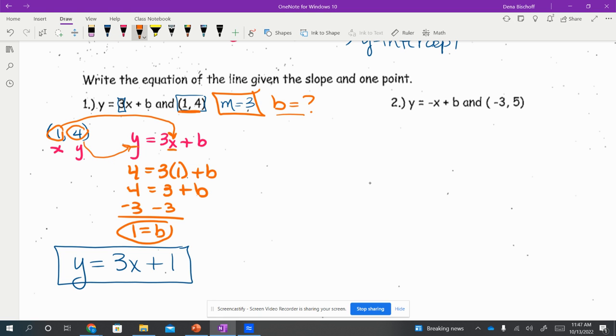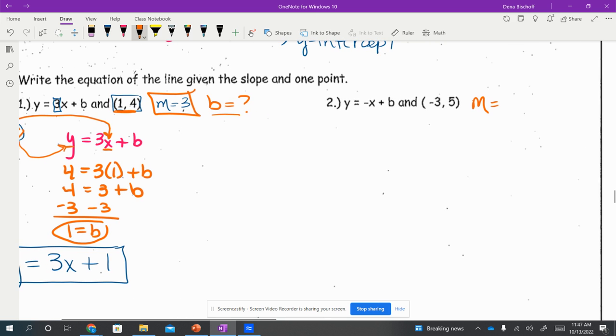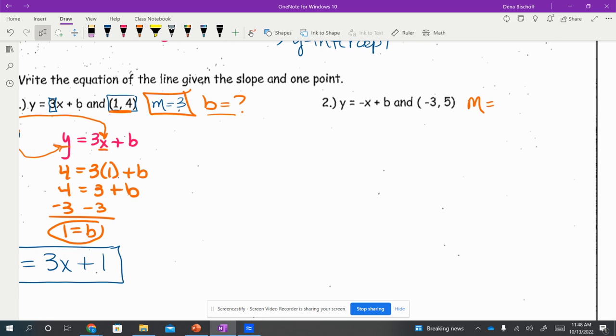Okay. What's the slope of this equation? So there's no number there. What does that mean? Means, say it again, Daniel. It's -1. My slope is -1. We know that. Do we know what b is? No, we have to find it. So again, just like we did last time, we're going to substitute in these values for the x and the y.